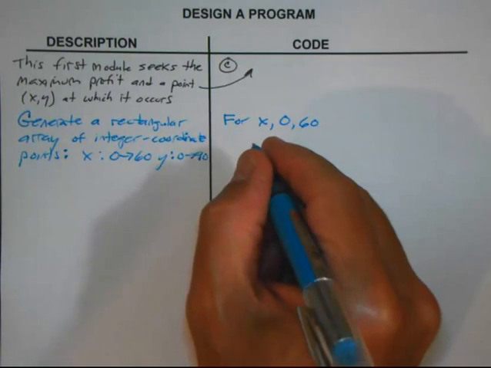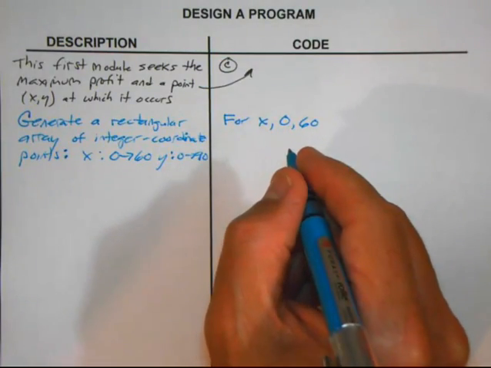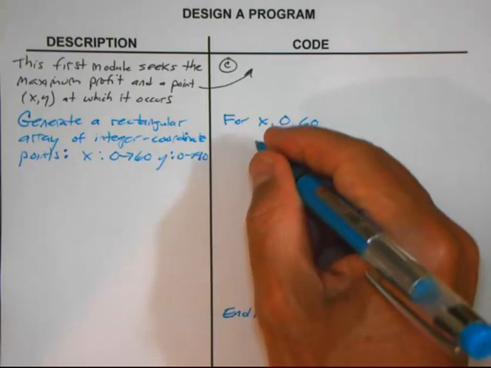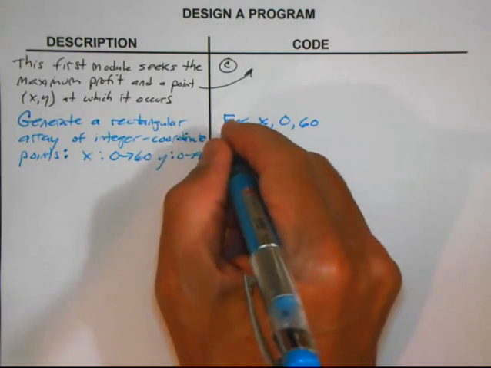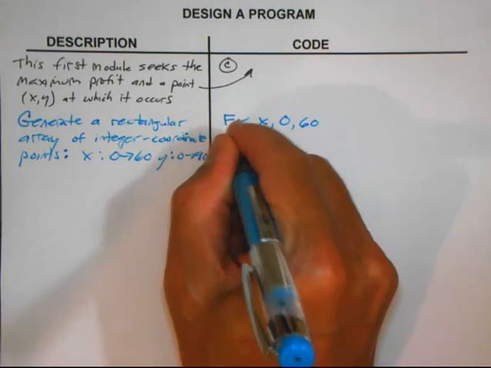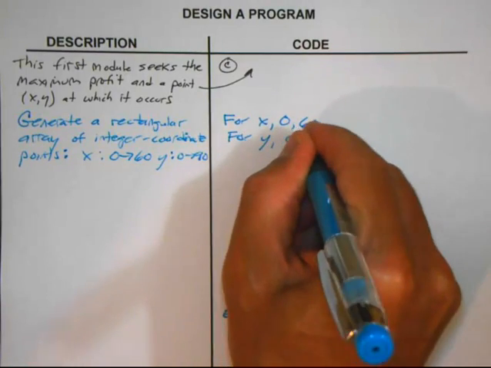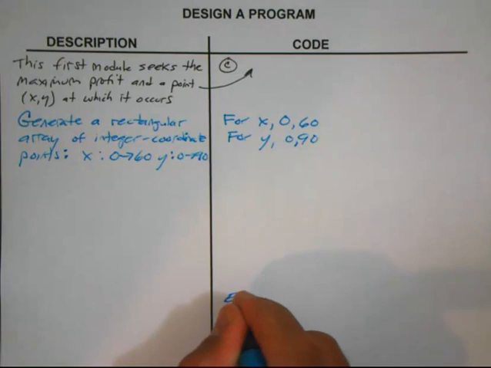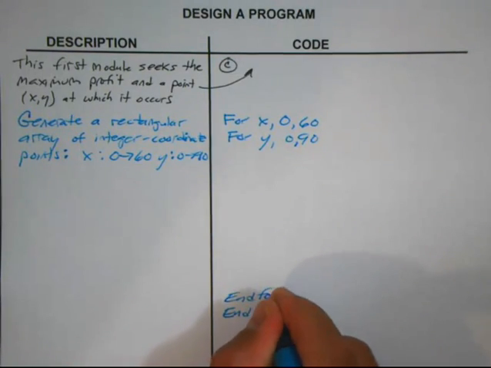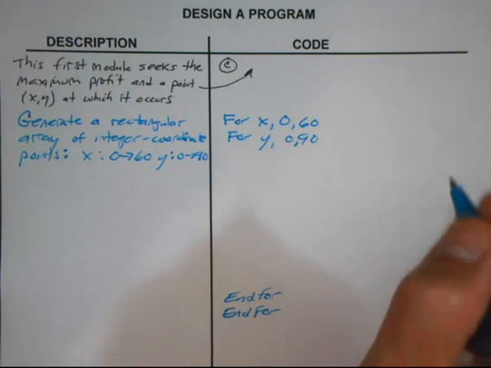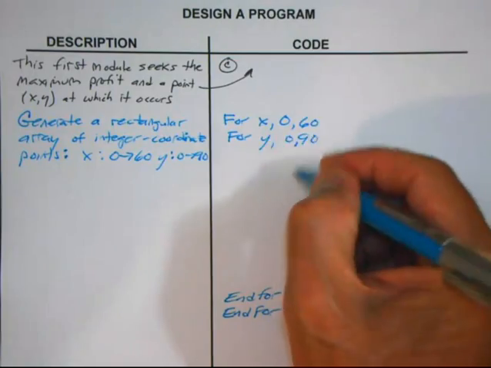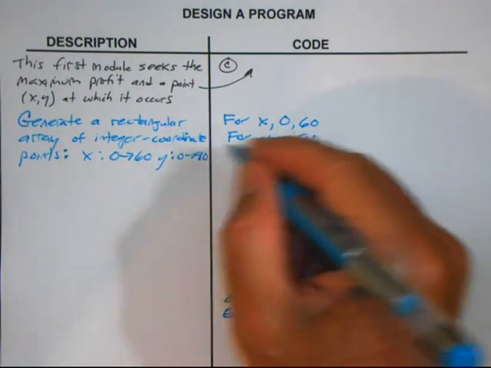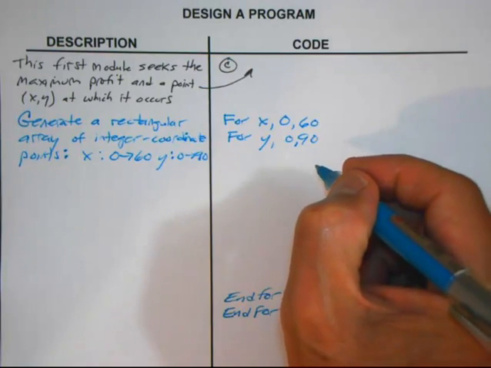Now, we also want to generate y's going from 0 to 90. So, interior to this counter loop, another counter loop for the y's, and its end-for statement inside here. Okay, so this generates the x,y's as we need to get started.